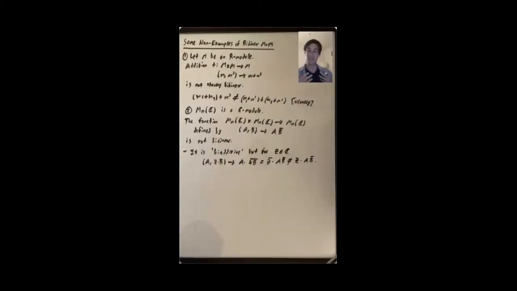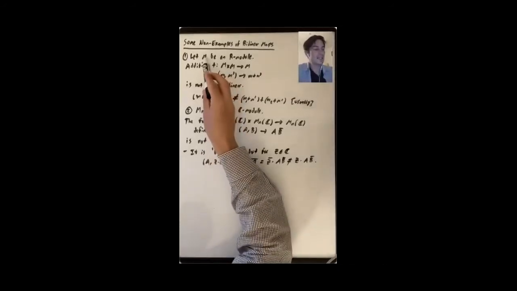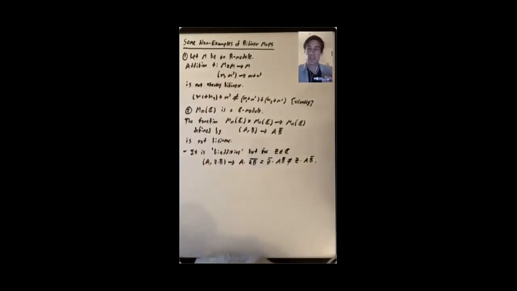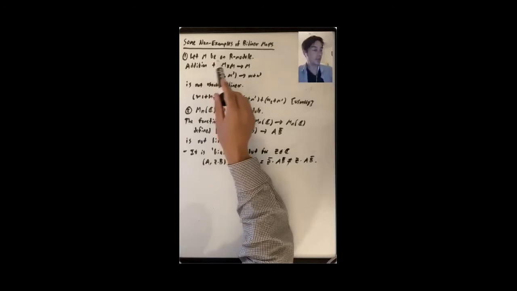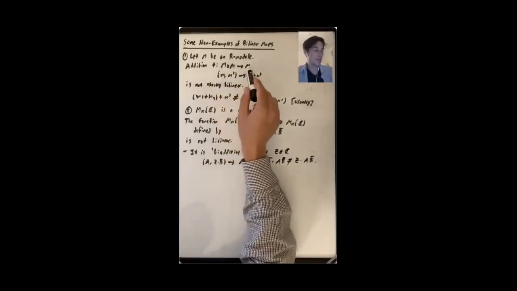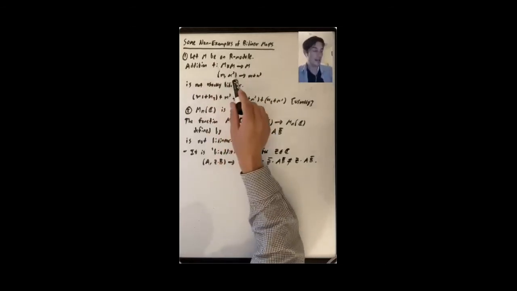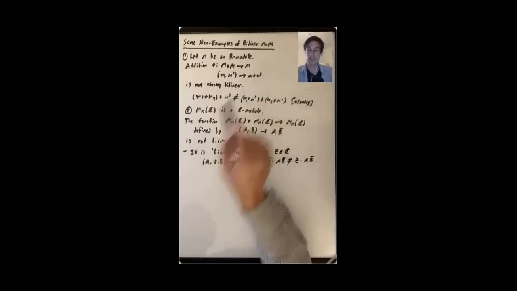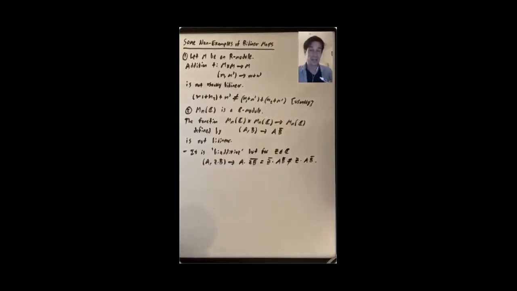I would like to give two quick examples of functions that do not give bilinear maps. So let's say that M is an R module. We can add pairs of elements of M. So that gives a function plus from M cross M to M, where we take m and m prime, and we output m plus m prime. And this is not usually bilinear.